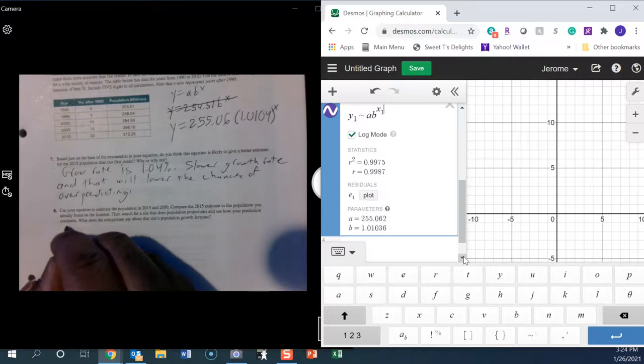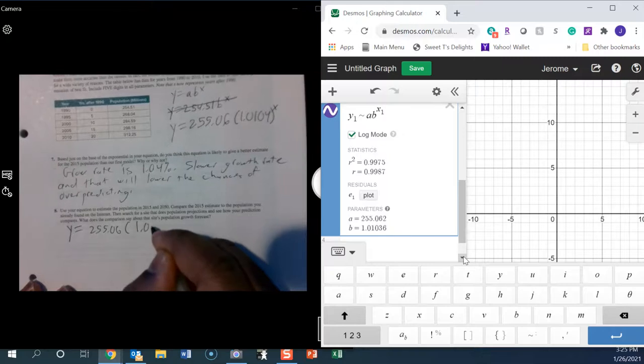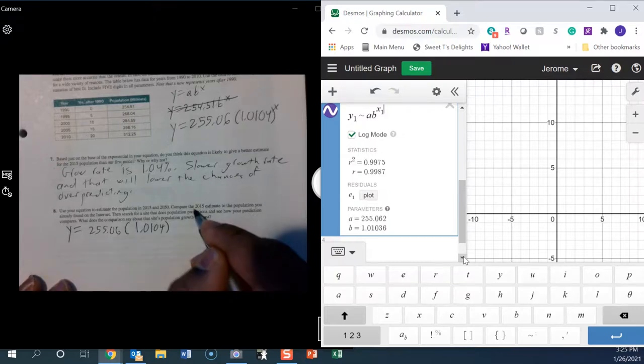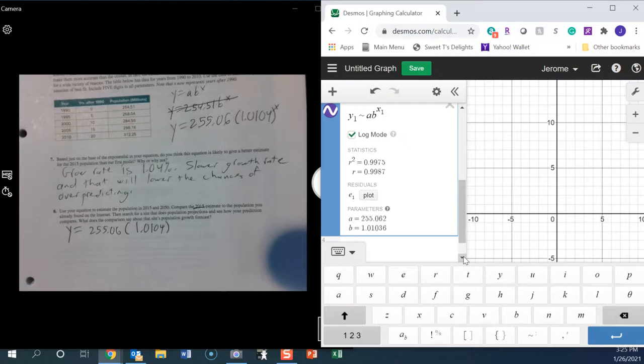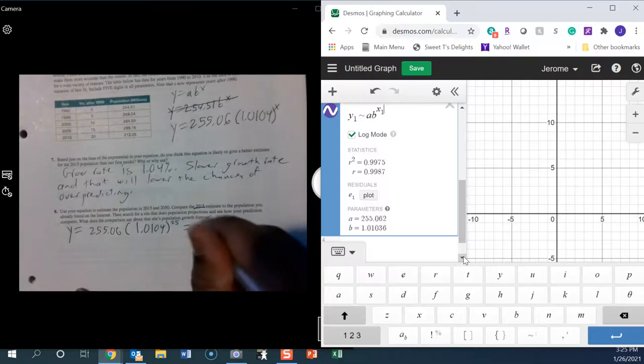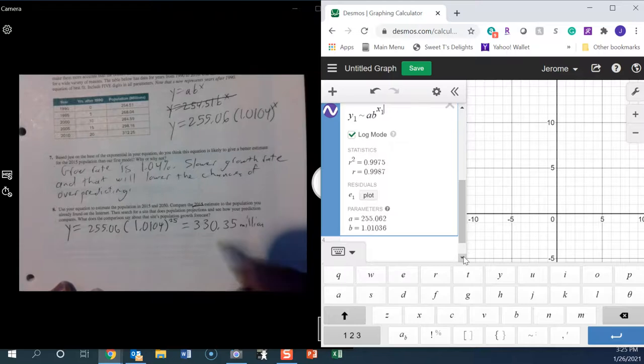Okay, let's do this first. We have y equals 255.06 times 1.0104. Okay, now they want us to first do 2015. Now remember, this is from 1990 now. So our x value would be to the 25th power. So that would give us 330.35 million. And this is much closer to the 325.13 million.